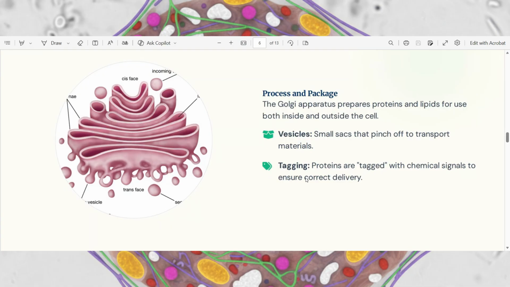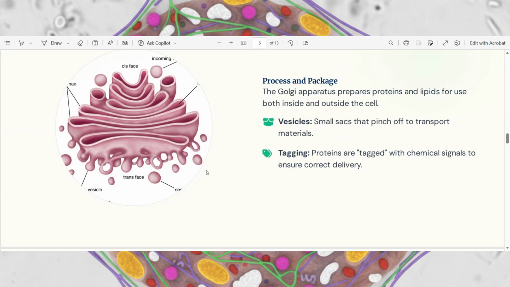Tagging, proteins are tagged with chemical signals to ensure correct delivery. Again, like I mentioned, the Golgi apparatus is the UPS center or Amazon center, and these vesicles are like the drivers. Proteins are tagged with chemical signals to ensure correct delivery. So it's like the UPS driver or Amazon driver, scanning the package, making sure that it goes to the right address. Pretty cool, right?